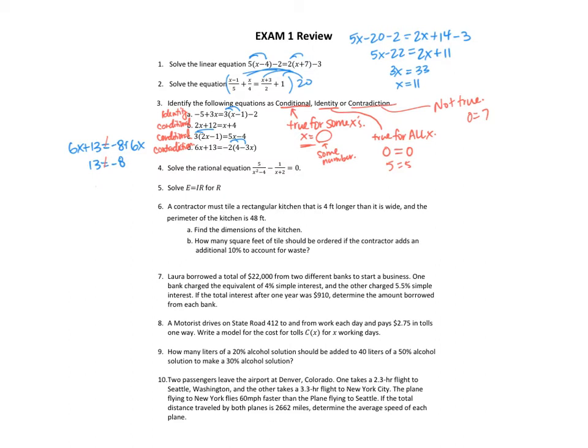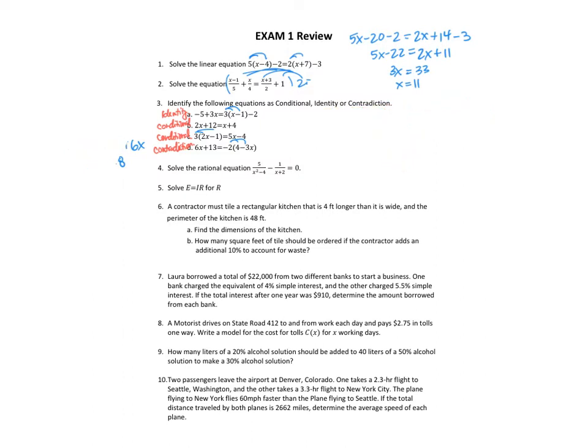Okay, so for the next problem, we will look at this. I'm going to solve this rational equation. So what I'm going to do is use a strategy similar to what I used in number 2. I'm going to multiply by the least common multiple.